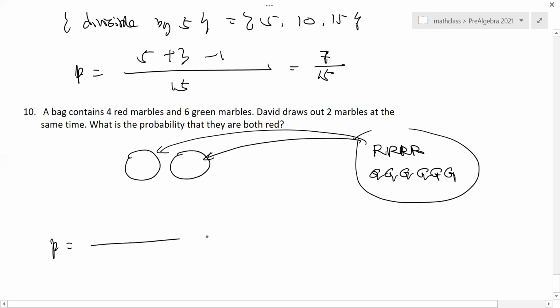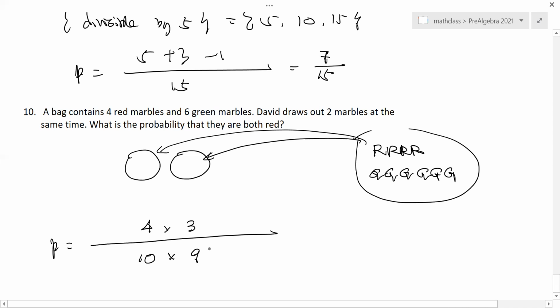So if the order is counted, the first marble, the second marble, then in total you have 10 marbles there. For the number of all possible outcomes, the first marble has 10 choices. Then you have 9 choices because one marble is gone the second time. But for the numerator, you only consider red marbles. So the first marble, 4 choices. The second marble, only 3 choices. That is one way to do it. In this case, the order is counted.